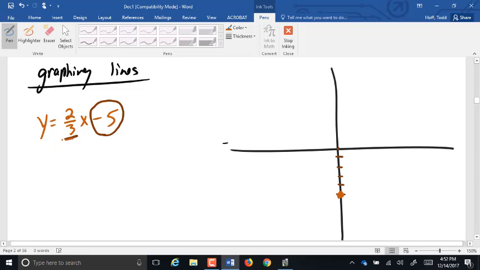From that point, remember the slope is a rise over run. The numerator is the rise, the denominator is the run. So we're going to rise 2, 1, 2, and we're going to run 3. 1, 2, 3. Remember, run is always left to right. Rise is up for positive, down for negative. So there's our line.